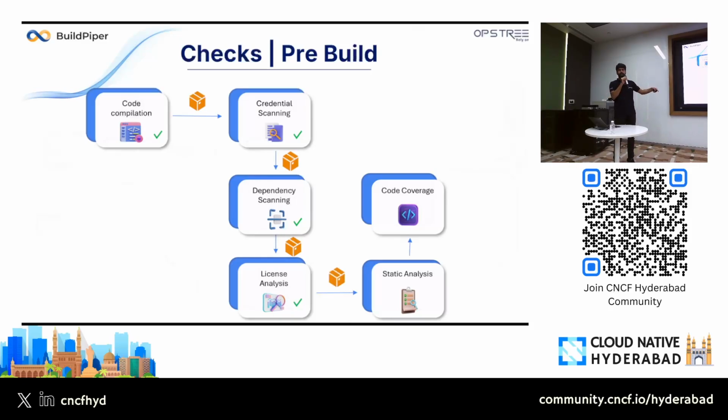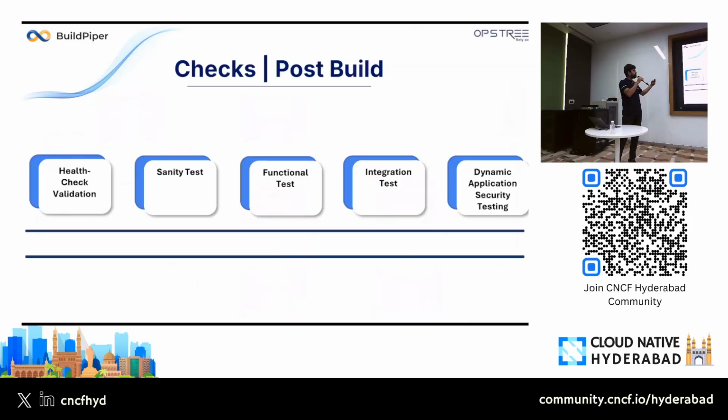Then you can do static analysis scans and code coverage checks, where you are checking how much part of your code is being covered by the automated tests. So once we are done with the pre-built checks, which, as we have discussed earlier, are quite quick, they are supposed to be quick, we have the post-build checks, which are a bit more extensive.